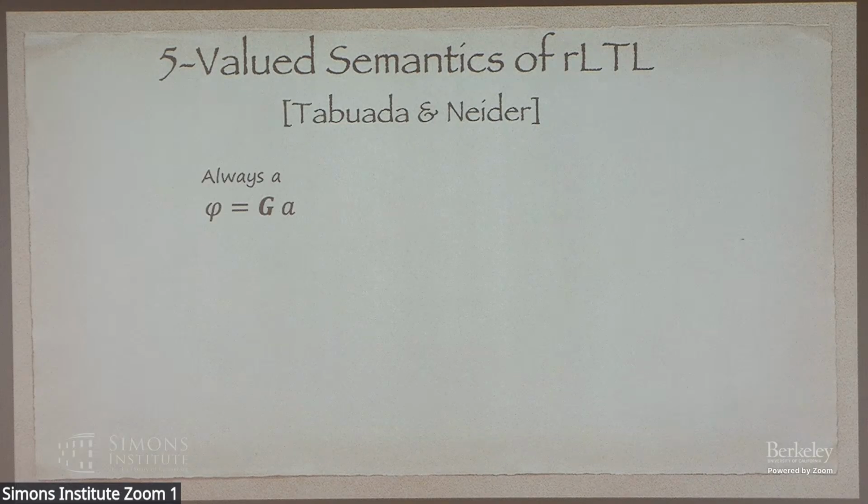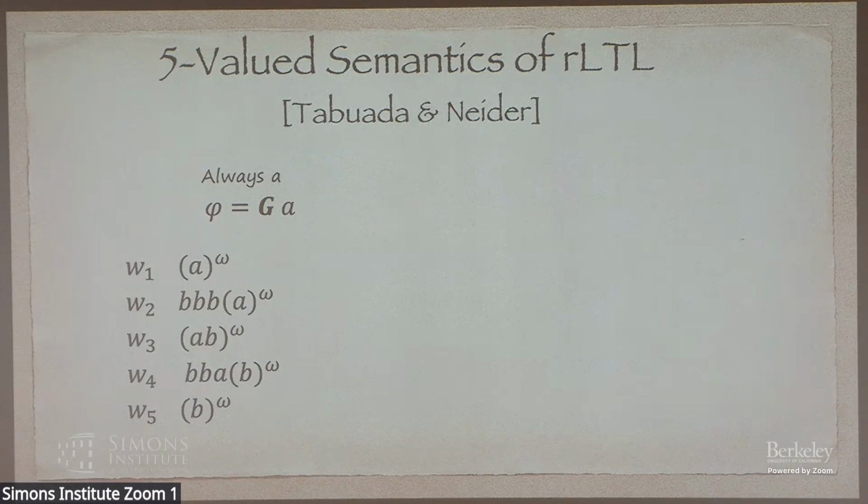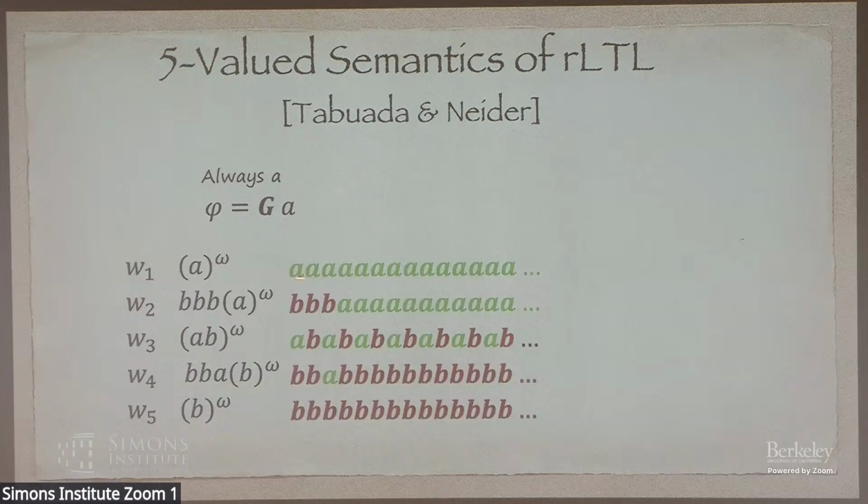They give the following example as a motivation. The property is always A. And if you look at these words, I'm going to draw them here by coloring A's with green and B's with red, because A's are the good event and B's are the bad event. So when you look at the colors, it's quite clear that the higher you are in this list, the more robust you are.